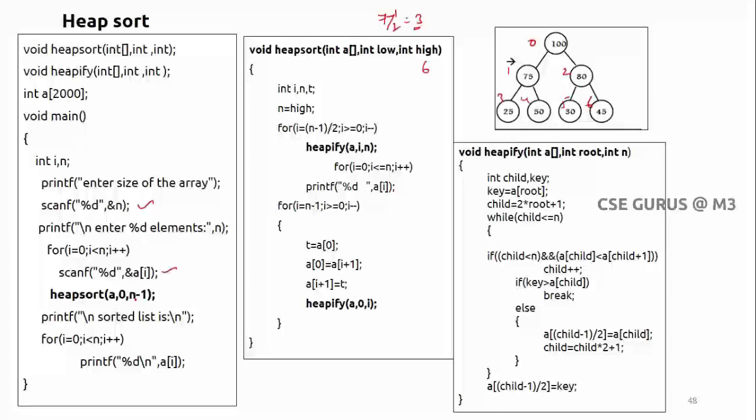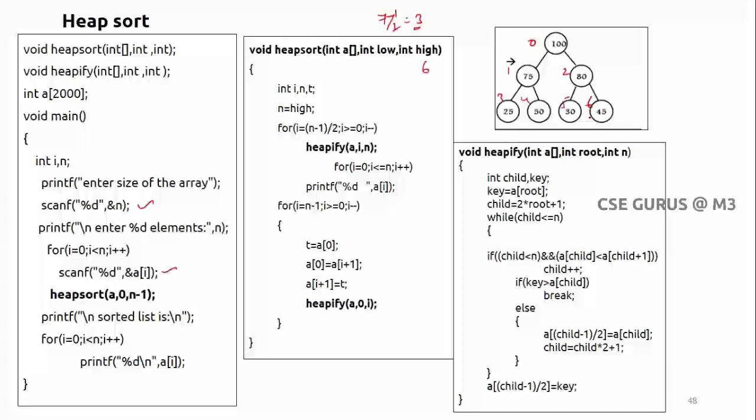So n minus 1, 7 elements are there, 7 minus 1 is 6. So here 6 minus 1, right? High means the n value, n equals i, right? So 6 minus 1 is 5, by 2 which is 2. So like this, that means I'm going to the parent of the last node, and I'm checking the values.